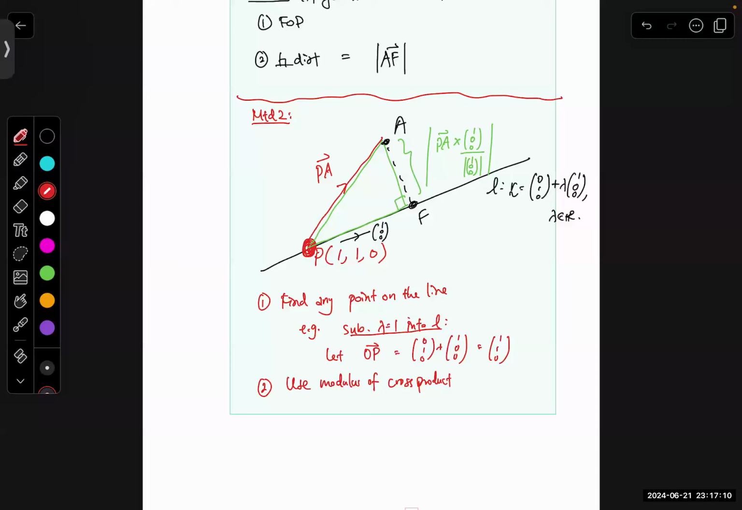Okay, cross product of what? Cross product with the unit direction vector of the line. For example, in this case, the perpendicular distance is equal to the modulus of vector PA cross the unit direction vector. If I don't know whether it's a unit vector, I need to divide by the modulus. It just so happens in this case you don't need to because the modulus is 1. But whatever this is will be your answer.